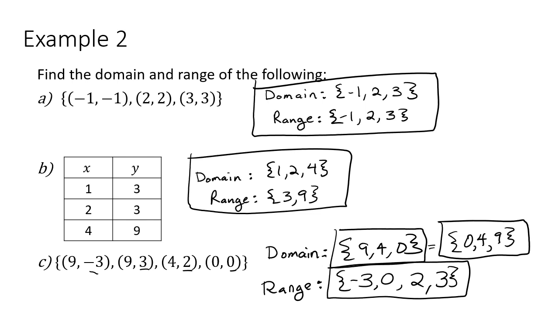Anytime your range is bigger than your domain like this, that's a sign that it's not actually a function, because the only way that can happen is if one element in the domain mapped to two different elements in the range. But again, all you have to do is check if any of the first coordinates repeat.